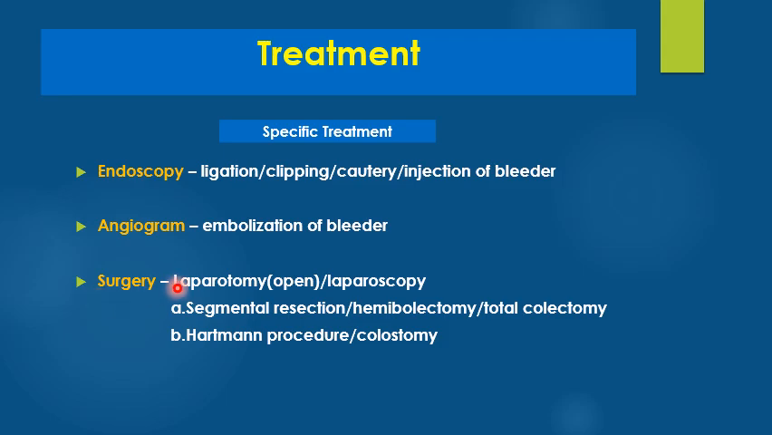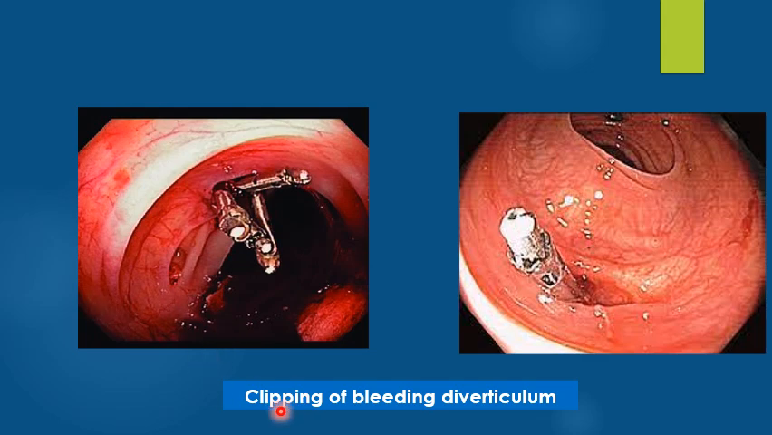Surgery can be either laparotomy or laparoscopy, and the procedure involves segmental resection of the bleeding segment of the intestine, such as hemicolectomy, or even total colectomy in cases where you are unable to localize the bleeder and the patient is very serious. The other important procedure that is done is Hartmann's procedure with colostomy. It is usually a temporary colostomy. Okay, these are some of the procedures.